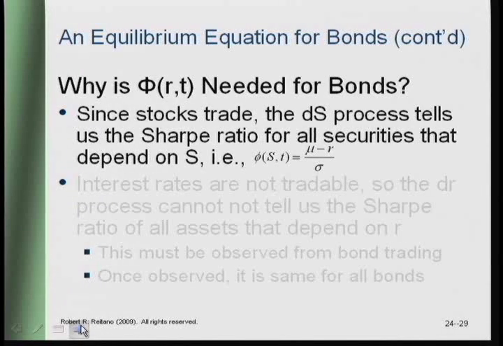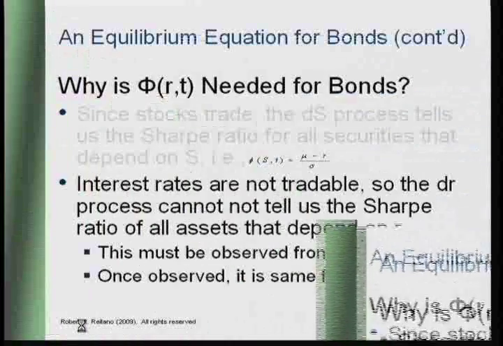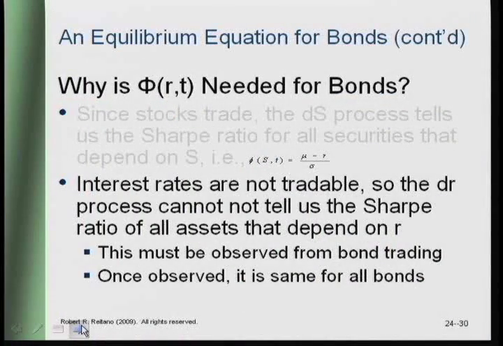When it comes to bonds, we just have no way of identifying how the market is pricing risk. We have no way of identifying phi, the Sharpe ratio. We know it's the same for every bond, but we have no way of observing it because R does not trade. We cannot write down any simple derivative security on R that we know must satisfy the equation that would then give us the necessary insight of what phi is. So for interest rates, being not tradable, the dR process really doesn't tell us anything about how the market is pricing risk. The market's not trading R. It's trading derivative securities on R.